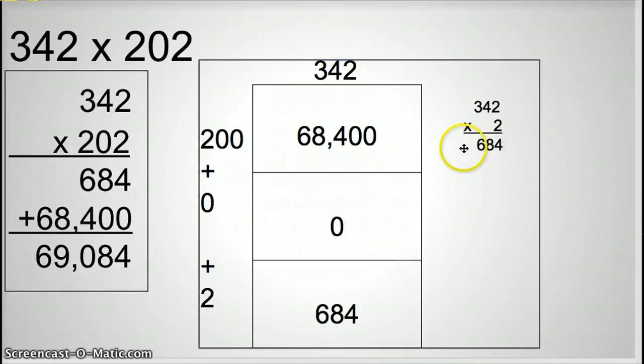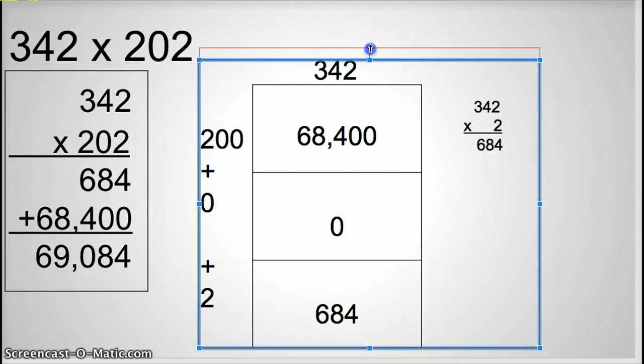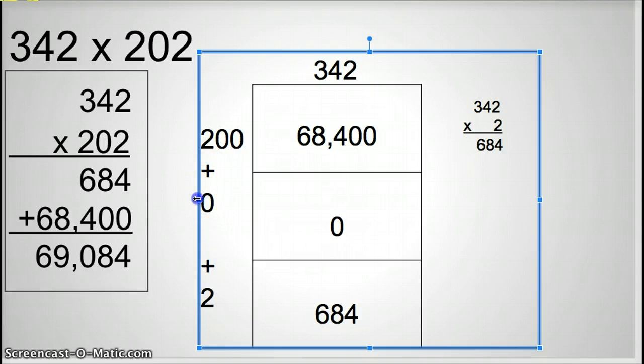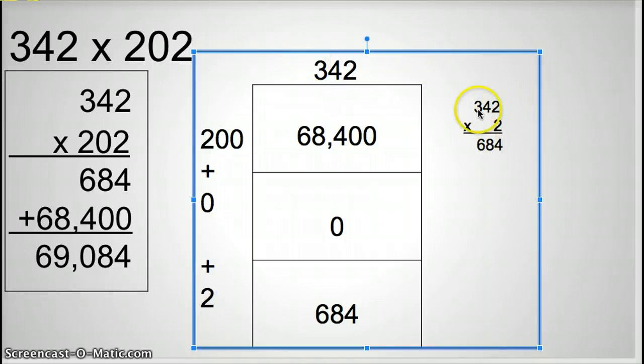Now you look over here, you notice that I only have 342 times 2 once over here, but I have two different answers here. The reason for that is this was 200 and this was 2. So both of them would have been the same. And when I multiplied it, we get 684. This one is adding the 2 zeros. This one doesn't have any zeros at all. And when you add those together, you would get the answer 69,084.